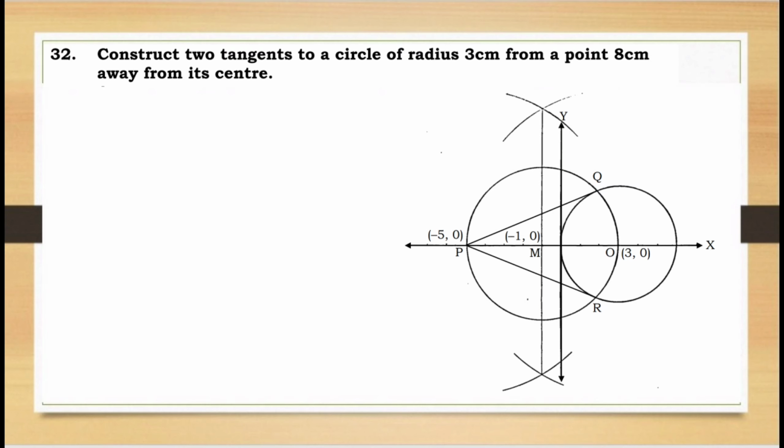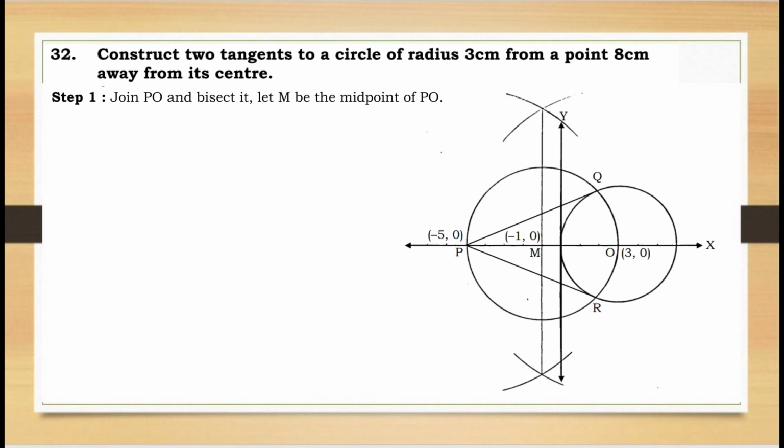Now, we need to find the midpoint of the points P and O. We can find the midpoint in three ways. Number one, by seeing the graph only we can say that the midpoint is -1, 0. Number two, by using the midpoint formula. Number three, by using the graphical method. Here I am using the graphical method.